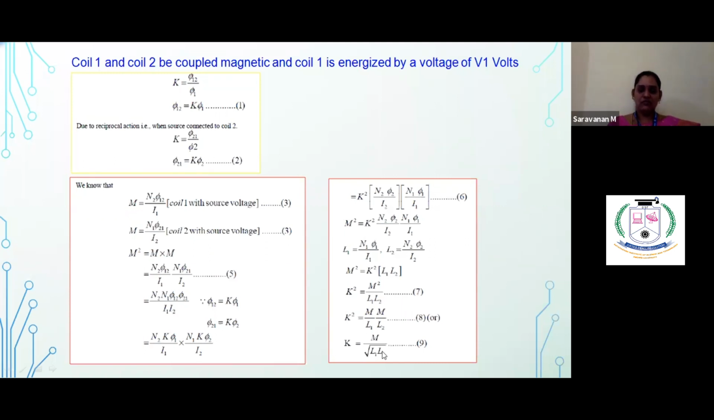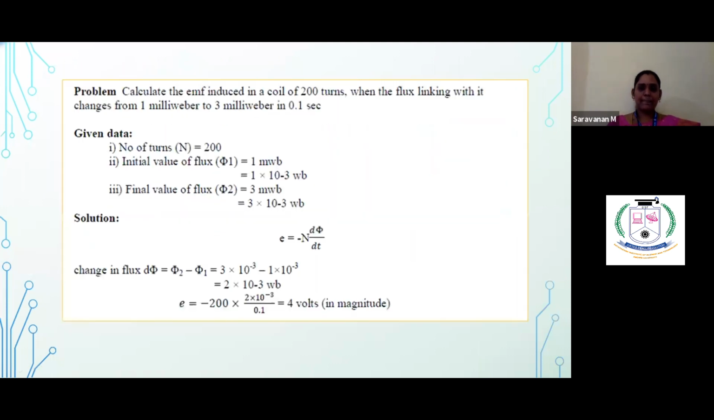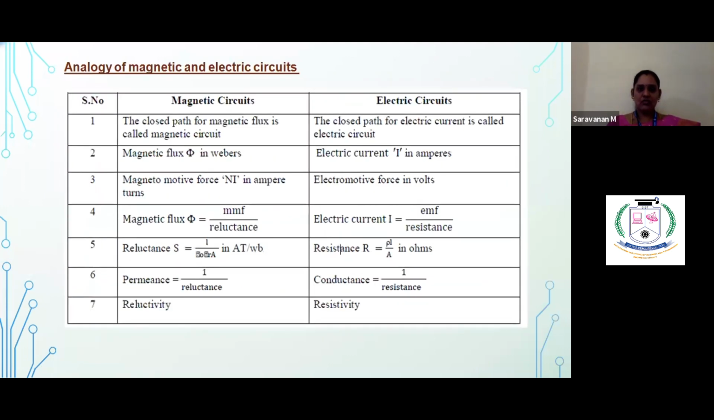So the derivation for the coefficient of coupling is important. It can be asked as a 12-mark question. Based upon it, you can see this question: analogy of magnetic and electric circuit, or otherwise they can ask you for similarities and dissimilarities between magnetic and electrical circuit. Several times it has been asked in university question papers. Make a note of it. This is a very important question. They can ask you directly for 16 marks or for 12 marks.